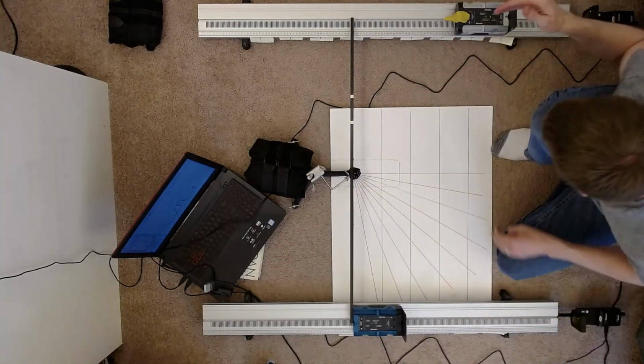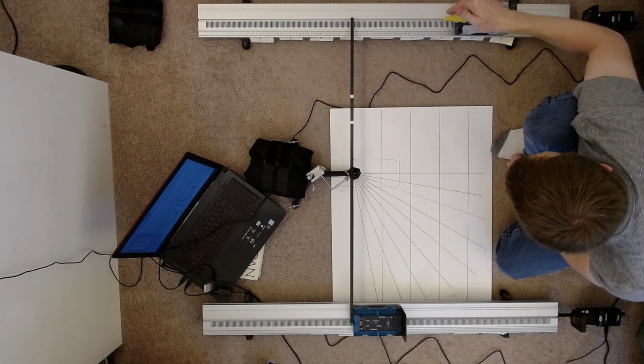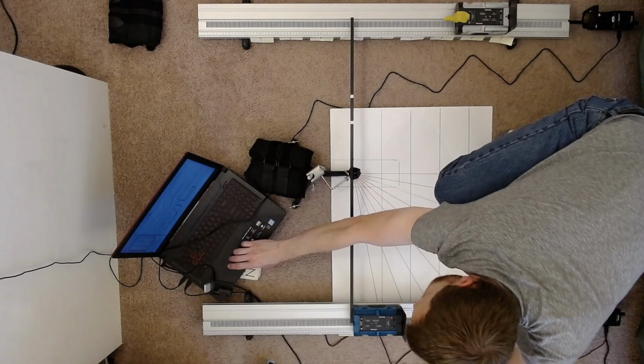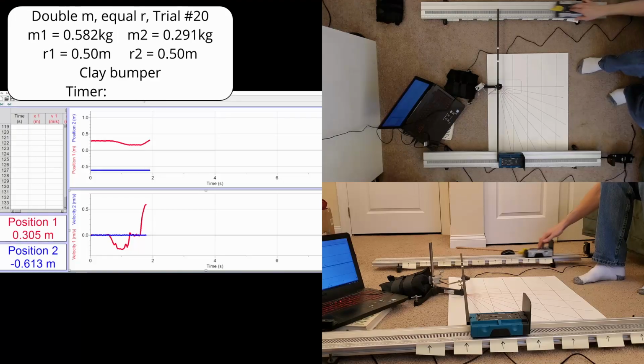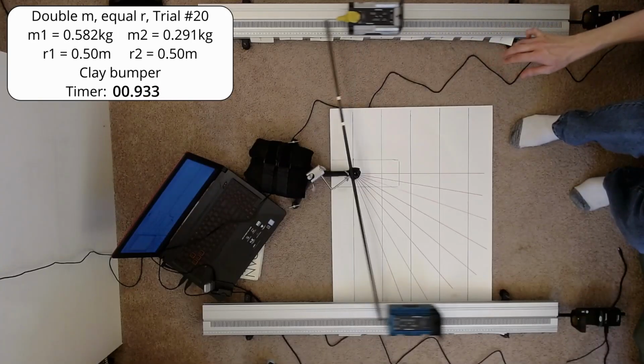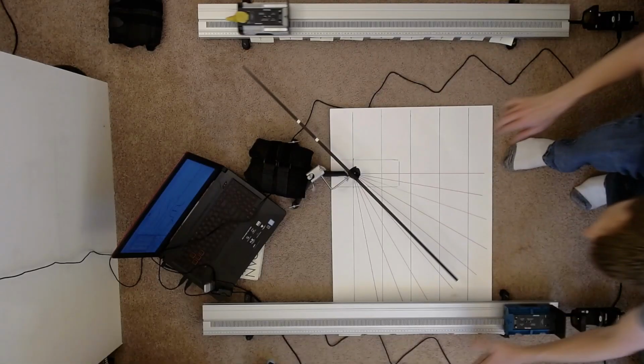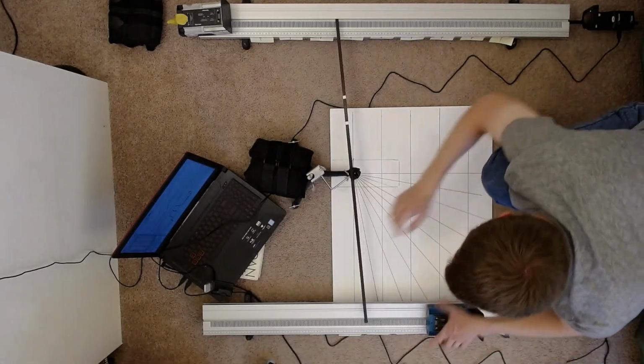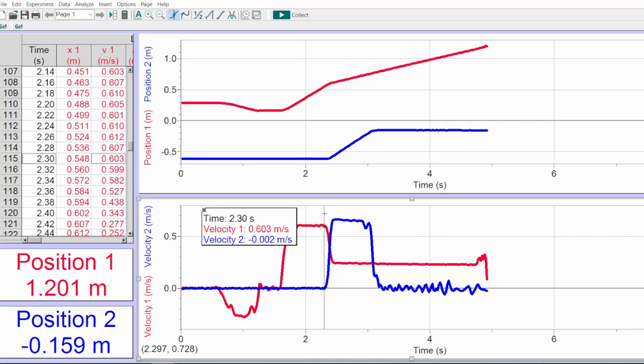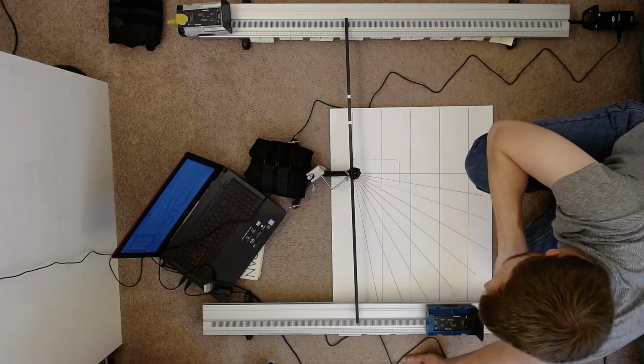Okay, so this is double the mass, equal distance, inelastic case, trial number 2. So here we go. Velocity 1 is 0.603 meters per second. That's before the collision. After the collision, velocity 1 is 0.245 meters per second. Velocity 2 is 0.663 meters per second. So, let's analyze this data.